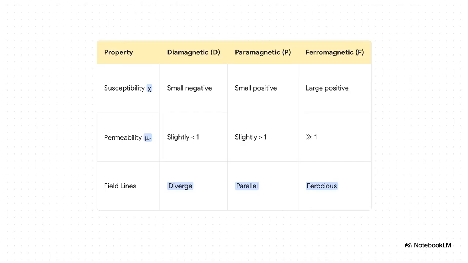Now check out how this all connects. It's beautiful. For diamagnetic materials, the field lines diverge, which makes perfect sense, right? Its susceptibility is negative, and its permeability is less than 1. It's pushing the field away. Paramagnetic is parallel, giving just a little positive boost. And ferromagnetic, well, it's ferocious, with these huge positive values that pull everything in. See, DPF isn't just a trick. It actually describes the physics.